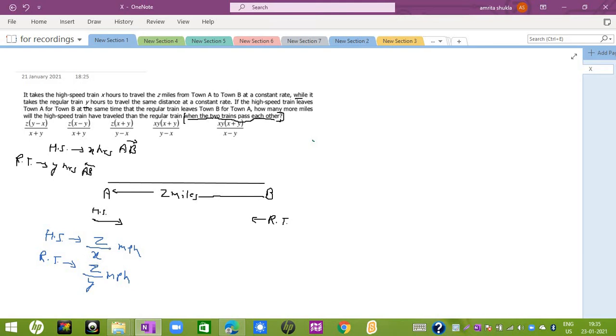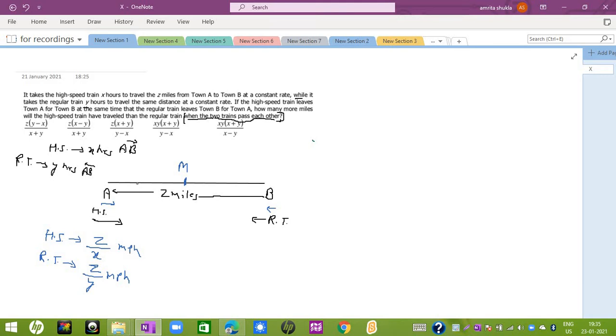Now we have to first find out after how many hours both the trains are going to pass each other. That means there will be a point somewhere in between. This train starts from here, this train starts from here, and they will meet somewhere. Let me call this point M. At this point they will be passing each other, so we have to find out where they are going to meet.